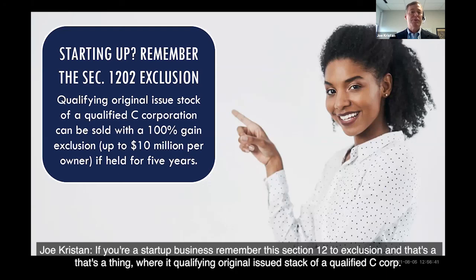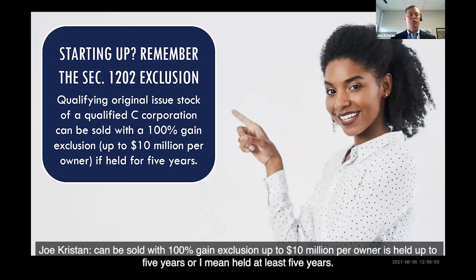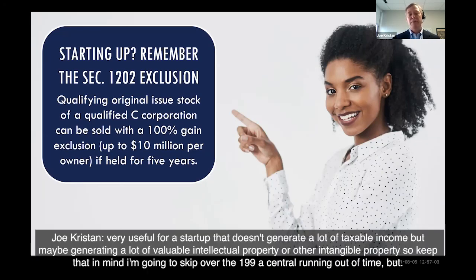If you're a startup business, remember the Section 1202 exclusion. That's where qualifying original issue stock of a qualified C corporation can be sold with 100% gain exclusion up to $10 million per owner if held at least 5 years. Very useful for a startup that doesn't generate a lot of taxable income, but may be generating a lot of valuable intellectual property or other intangible property. So keep that in mind.